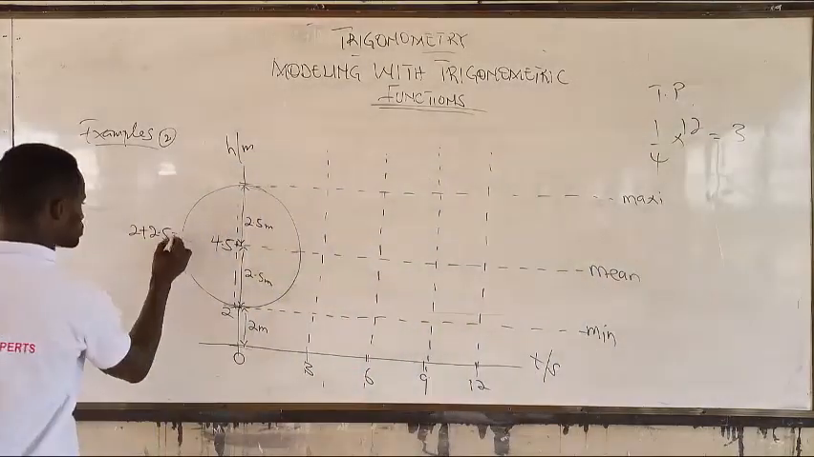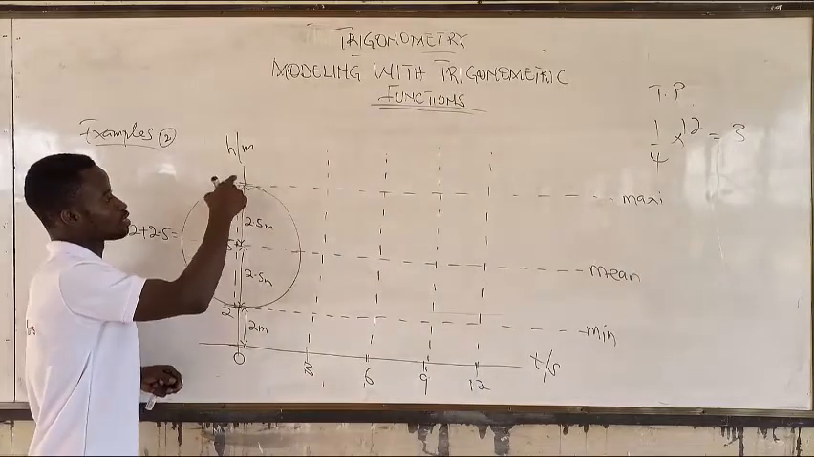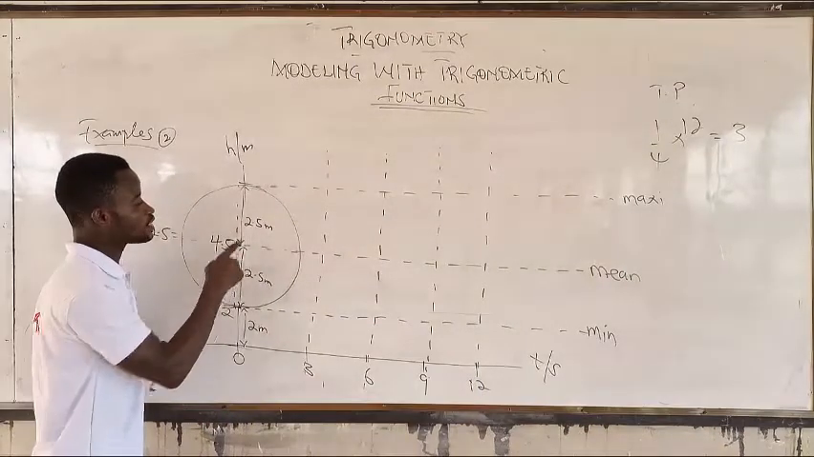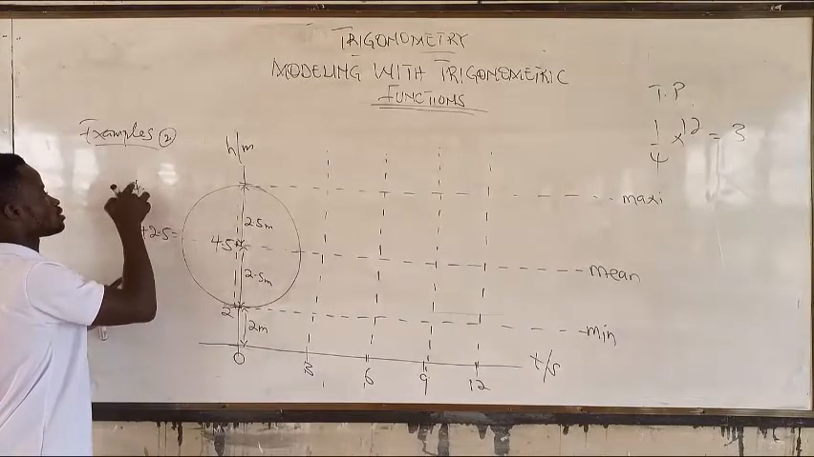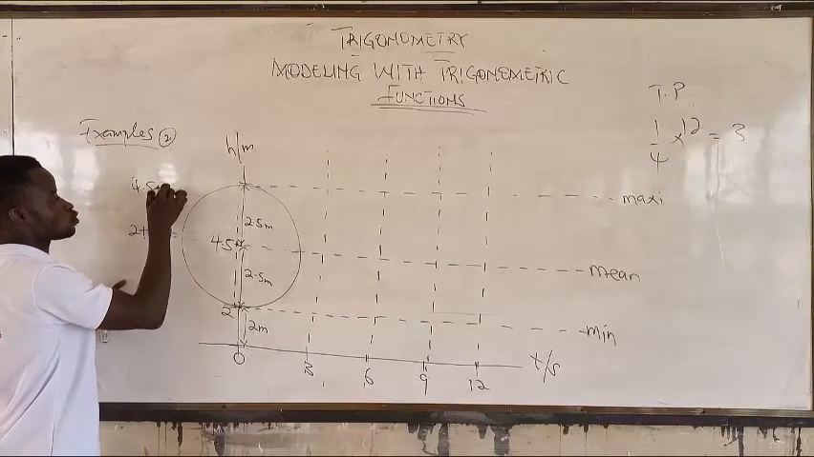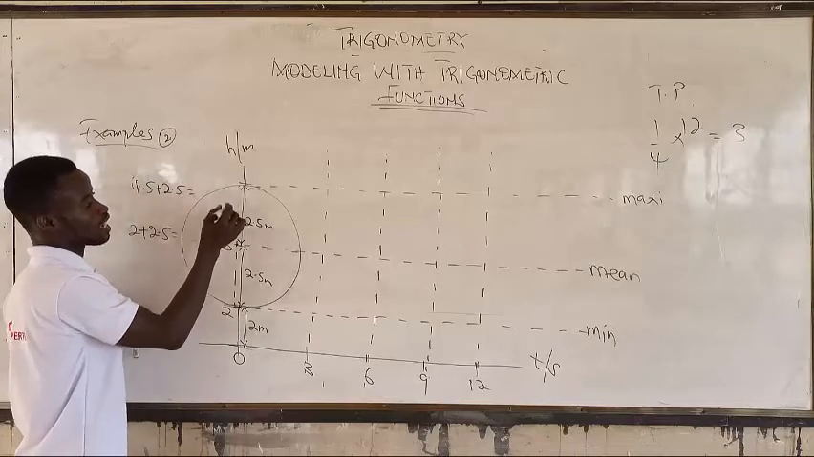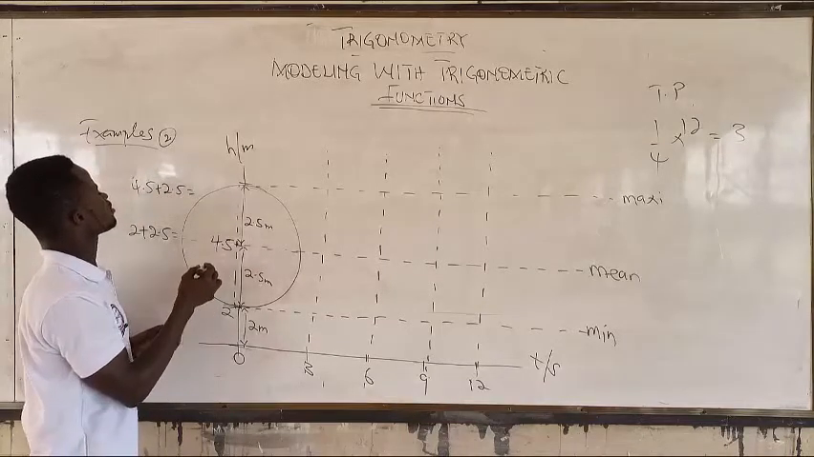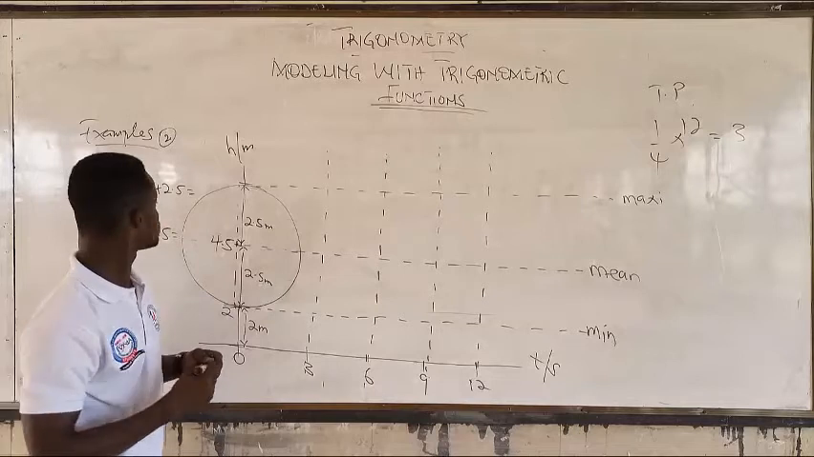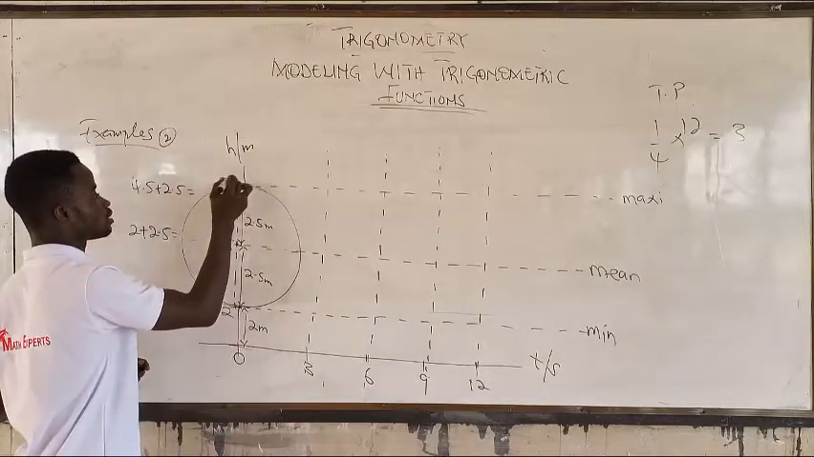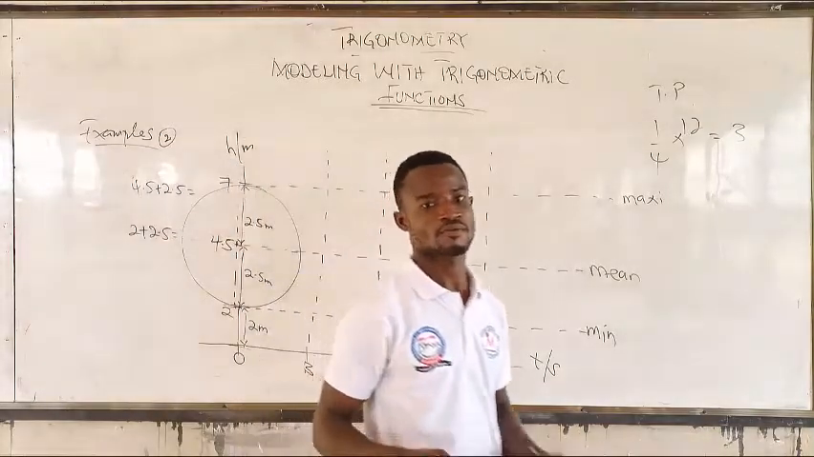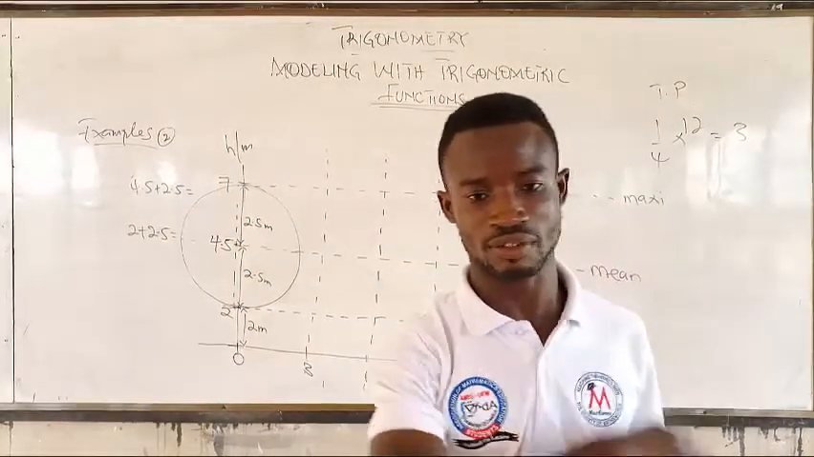Let me bring the equal to you. And what do you think here will be? So that will be the addition of the 2.5 here. So that's going to be 4.5 plus 2.5. And that's going to be 7. Yeah. That's going to be 7. Very good. That's going to be 7.